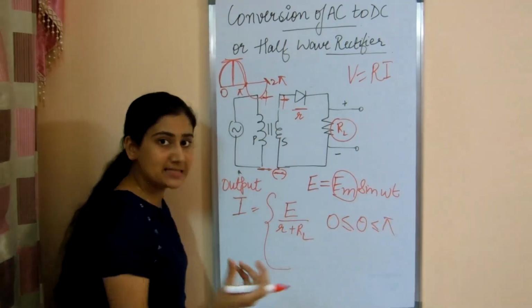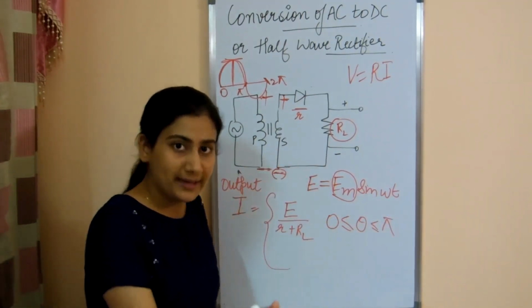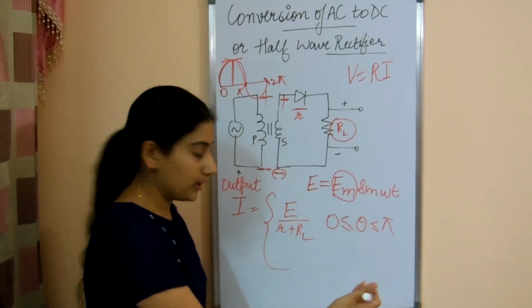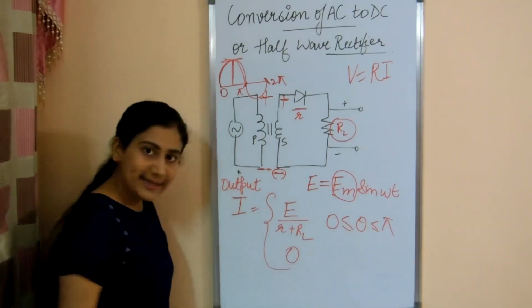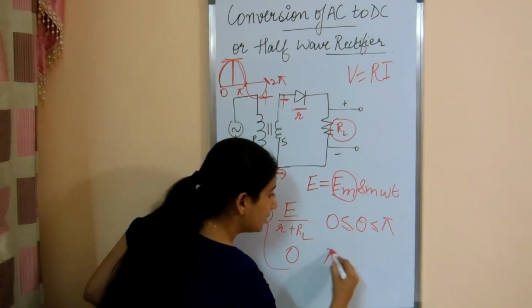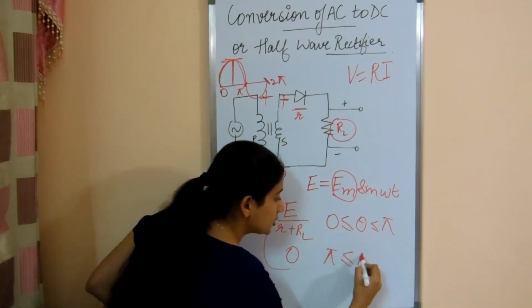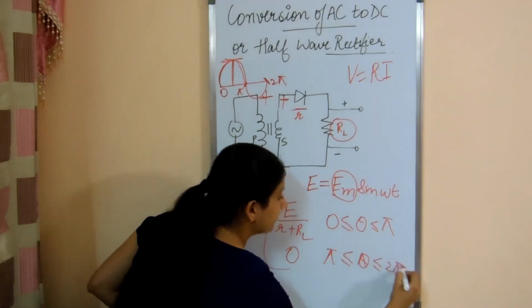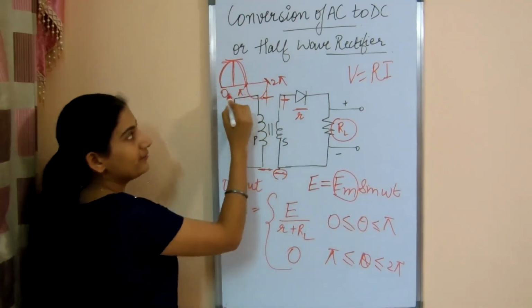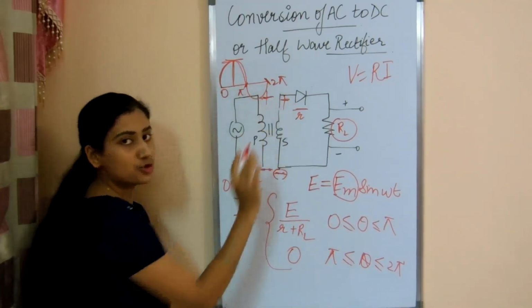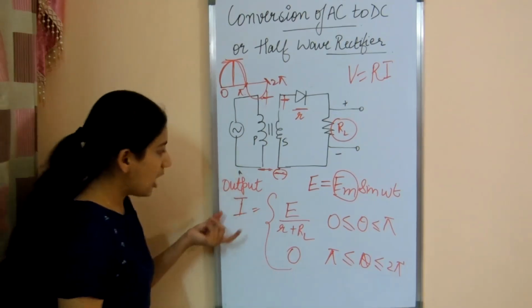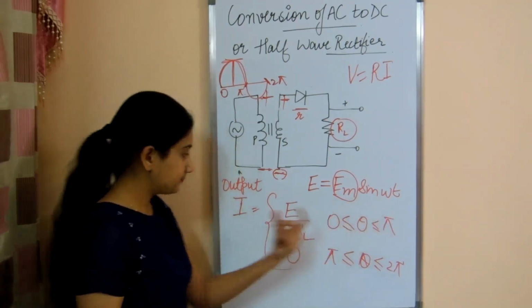When sine has values between 0 to pi, it has output, and we know that we don't get output when its value is from pi to 2 pi. For 0 to pi we have value, and for pi to 2 pi we don't have value. This is the output I, this was the input given.